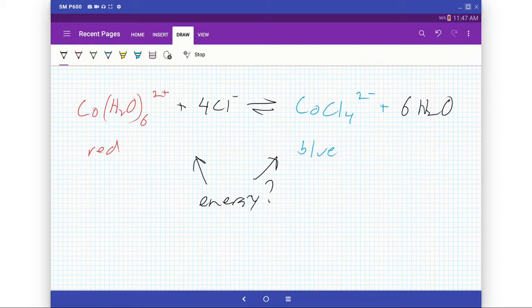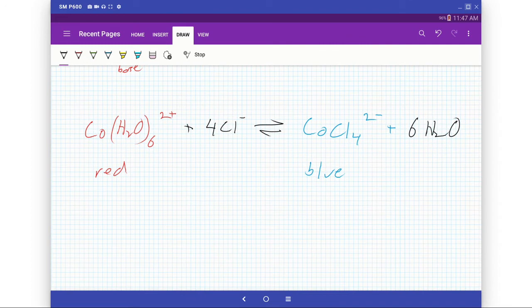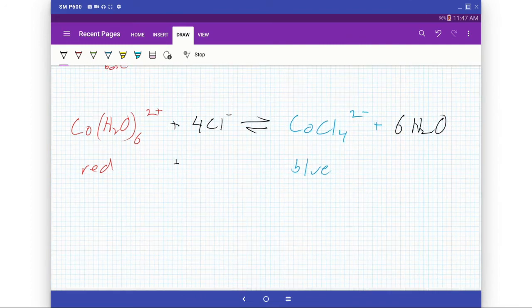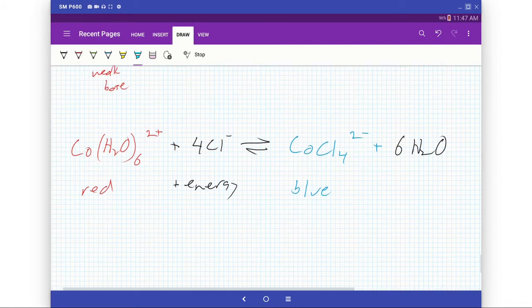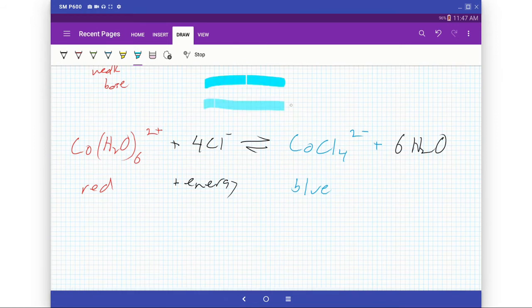So we have many people who, in looking at this, are saying that energy is a reactant, which means that if energy is a reactant, then when we add energy, we're going to switch over to the right-hand side. And that is exactly what we observe. When we put this in hot water, we are adding energy and we are switching to a blue color. So yes, deduction is correct. Energy is a reactant.